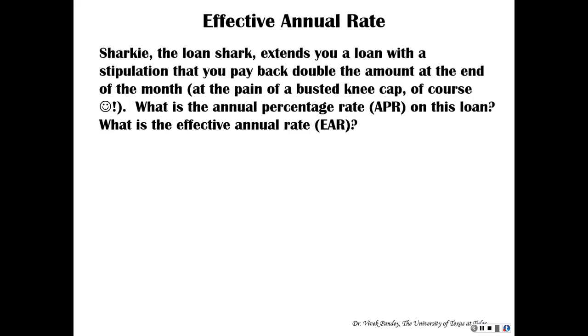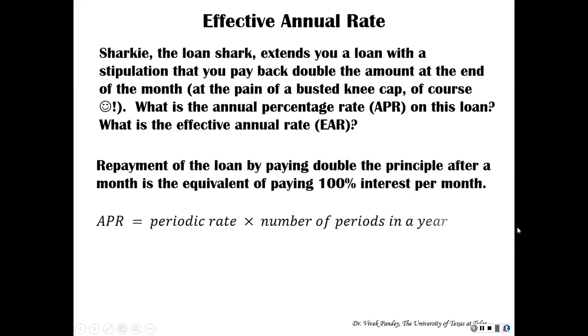If you have to pay back twice the amount, that means the interest rate is 100%, right? And you have to pay back twice the amount at the end of the month. So we're talking about a monthly interest rate of 100%, right? Which means that the nominal rate, which is the quoted rate, which we also call APR, annual percentage rate.